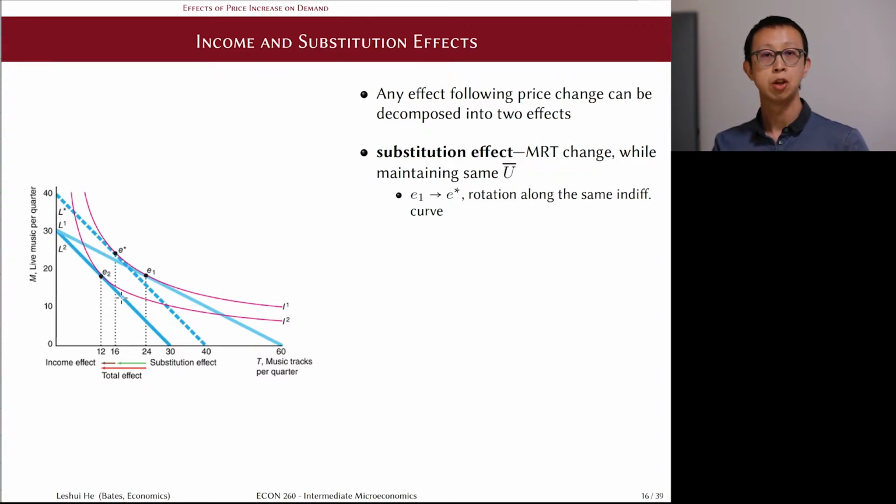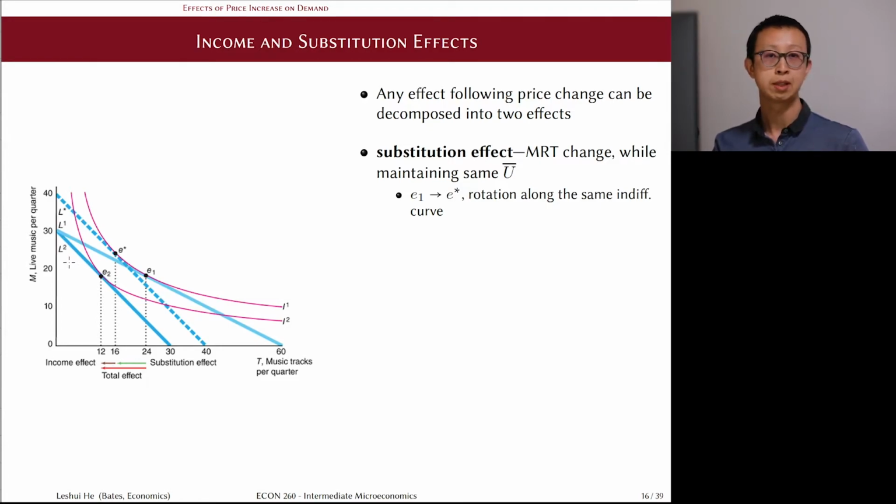After the price change, all of the expenditure curves will have the same slope of MRT as the new budget constraint. Now, the lowest expenditure curve that reaches the original indifference curve of I1 is precisely this dashed line, which is tangent with I1 at this point of E star on the graph. In other words, if the budget weren't fixed, the consumer would have chosen consumption bundle E star as opposed to E1 to reach this level of utility.